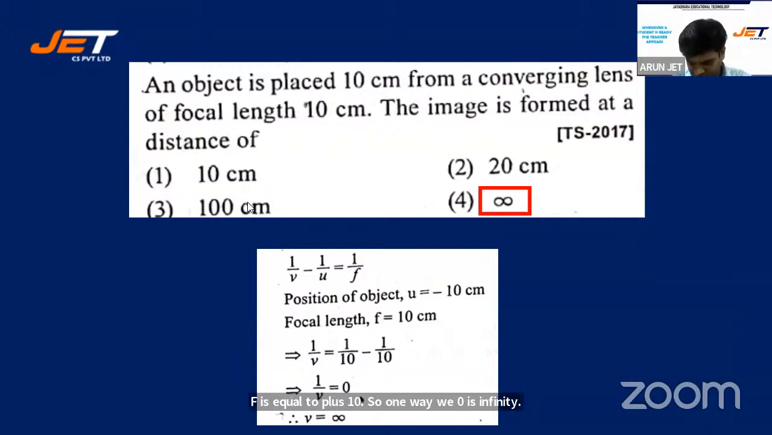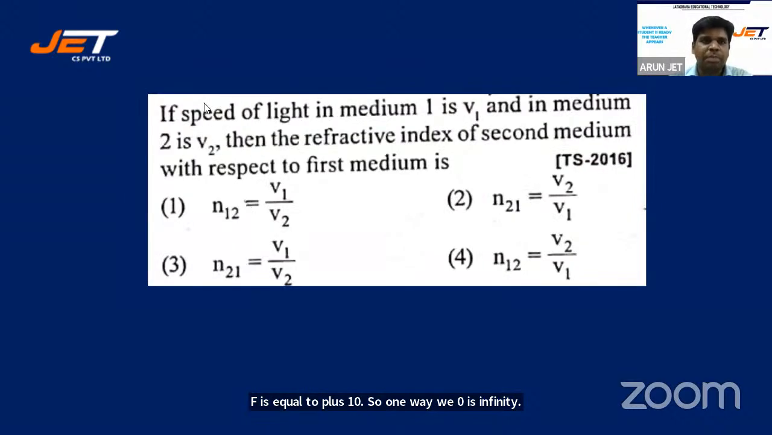All right, let's go for the next one. If speed of light in medium 1 is v1 and medium 2 is v2, then refractive index of second medium with respect to first medium is.